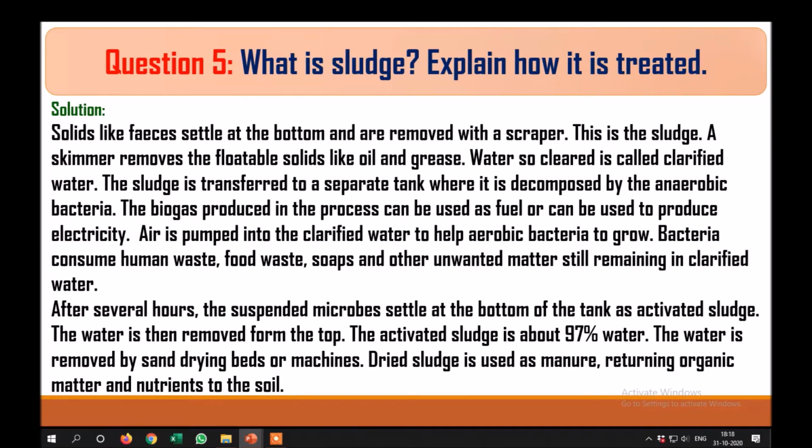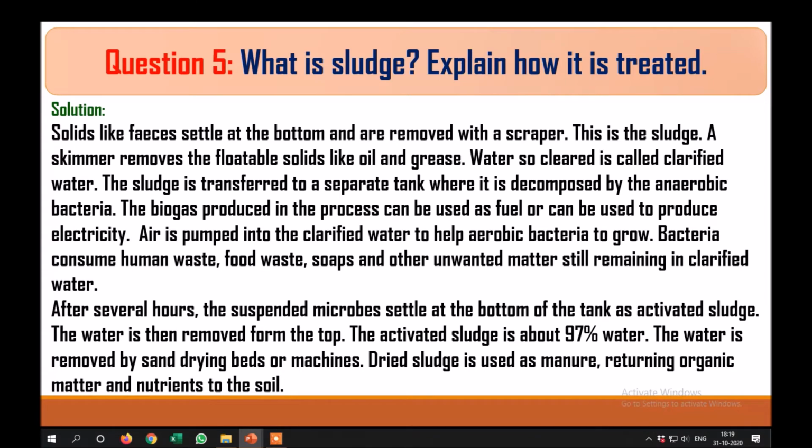The sludge is transferred to a separate tank where it is decomposed by anaerobic bacteria. The biogas produced in the process can be used as a fuel or to produce electricity. Air is pumped into the clarified water to help aerobic bacteria to grow. Bacteria consume human waste, food waste, soaps, and other unwanted matter still remaining in clarified water.